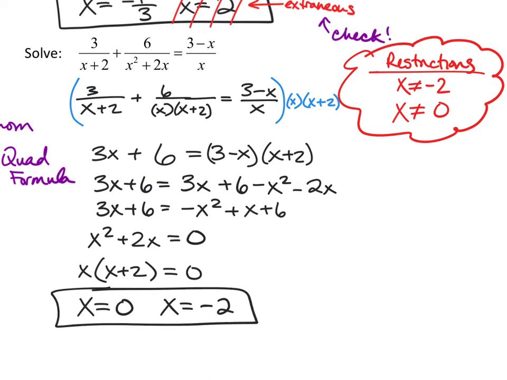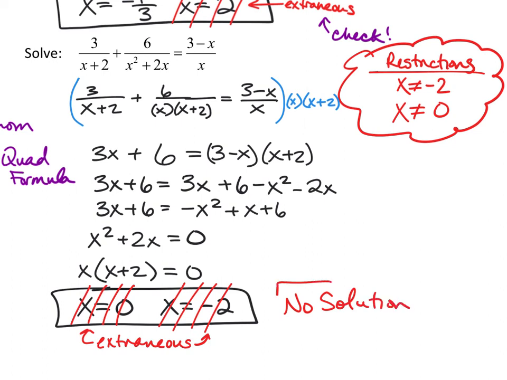And now I'm almost done because I need to also check these solutions versus my restrictions. And if you notice, both of these numbers are extraneous solutions. Both of them this time. And if both solutions are actually extraneous, this rational equation has no solution. There's no value of x that I can plug in there that would give me a true statement. It has no real solution, no solutions. So that's totally possible.